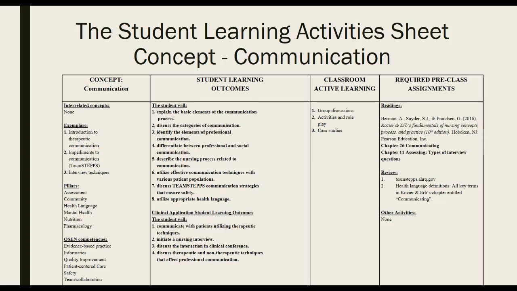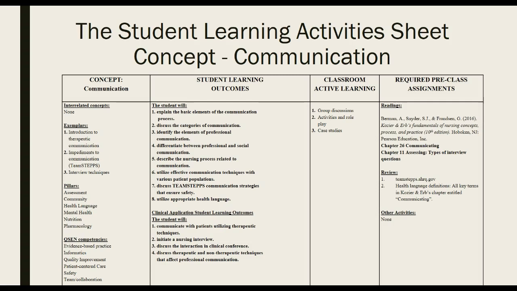So we'll begin. This is what your student learning activity sheet looks like. And like I said, this is the concept communication. You see that there are 4 columns in here, and they are 4 topics. So you have the concept, which is communication, and it describes things in there, for example, exemplars, pillars, and QSEN competencies, which are important for you to become familiar with and to start asking questions in class on how they are related. But the student learning outcomes is what I'm going to be focusing on with you today.